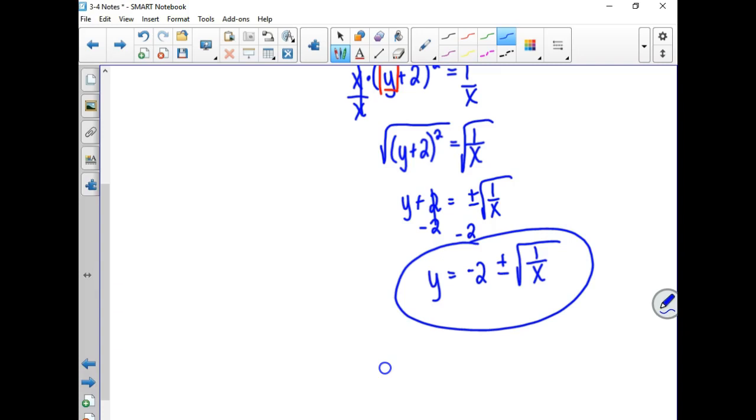You also may see it written like this, y equals negative 2 plus or minus 1 over the square root of x. You can do that because you can take the square root of the numerator and the denominator separately, and the square root of 1 is 1. So we can take the square root of the top and just leave the bottom with the square root. So you could see it either way. I don't care which way you leave it. Just know those both could be possibilities.